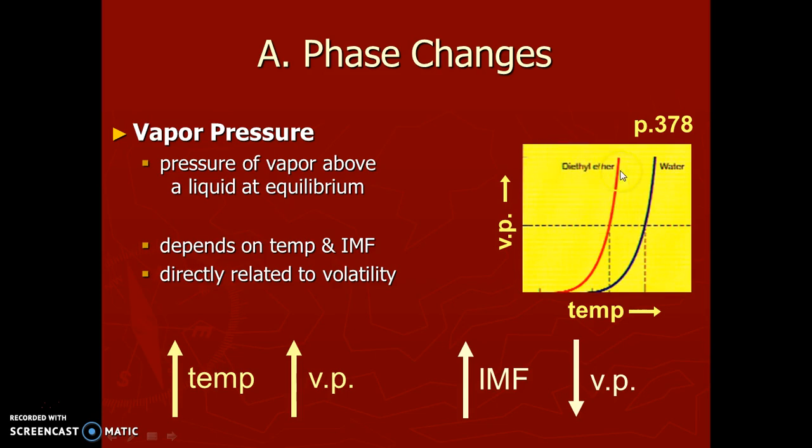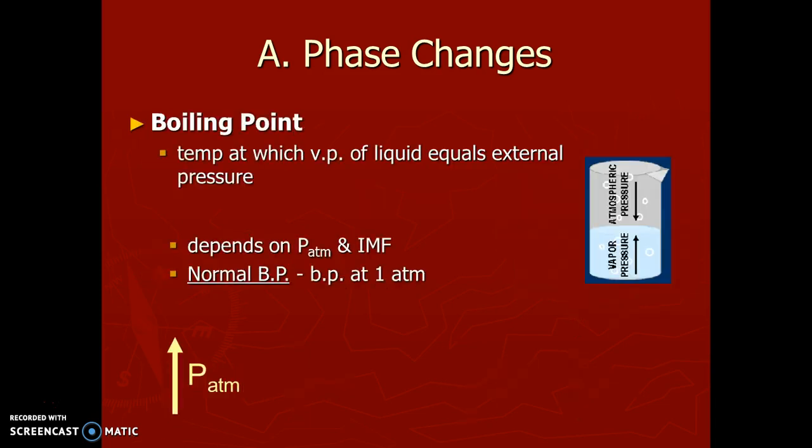For this diethyl ether here, the vapor pressure matches the atmospheric pressure at a much lower temperature. I believe it's in the 70 degrees Celsius range. So that's the strict definition of a boiling point. And so as the atmospheric pressure increases, the boiling point of a substance increases.